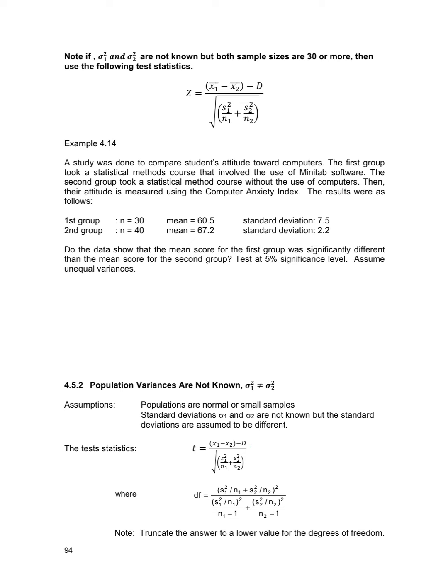So the test statistic that will be used here, untuk case number 3 dengan case number 4 kita akan start guna T. So untuk case number 3, untuk unequal variance, okay, formula dia adalah T equals to x bar 1 minus x bar 2 minus D over square root of S1 square over N1 plus S2 square over N2.